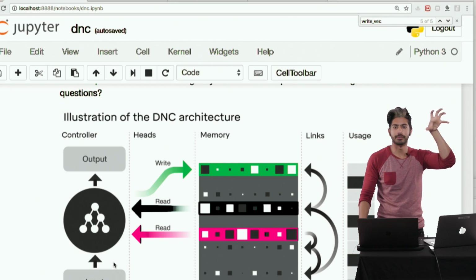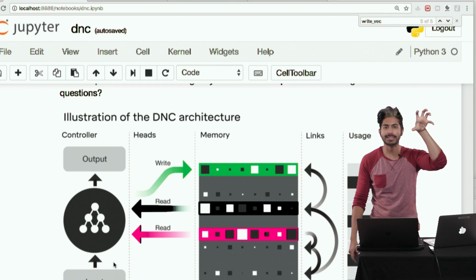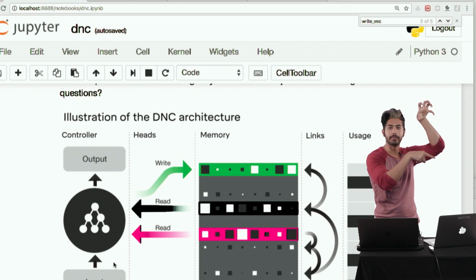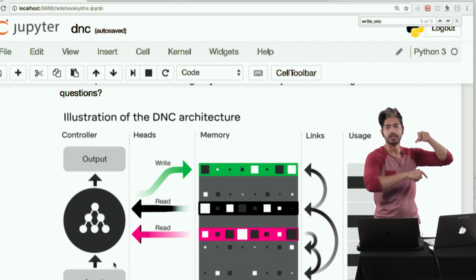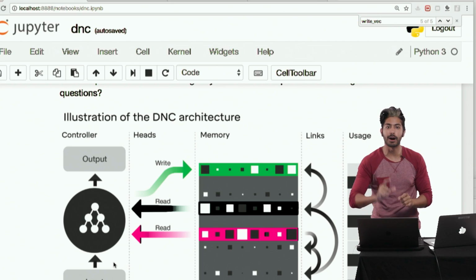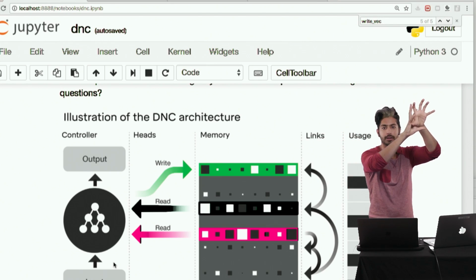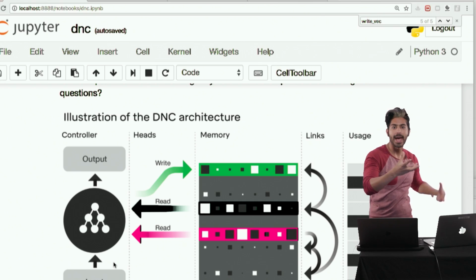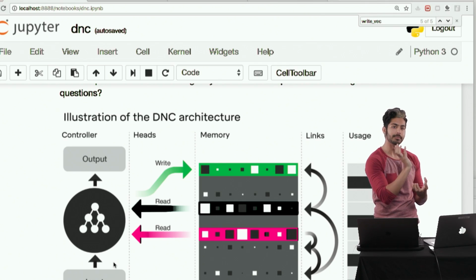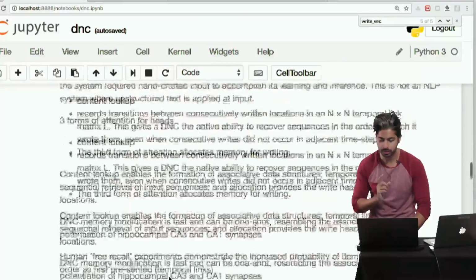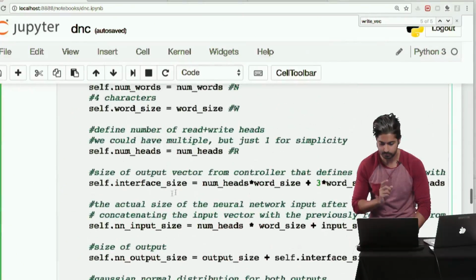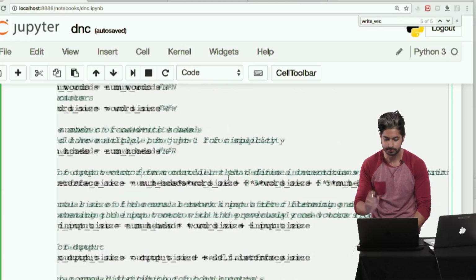And what the interface vector does is it defines how we're going to interact with the memory bank at the next time step. So it's outputting two things: a prediction and what's called an interface vector. We use this interface vector and feed it back into the network so that at the next time step, we know how to interact with the memory bank. So that's what we're doing here. We're defining the size of that interface vector.